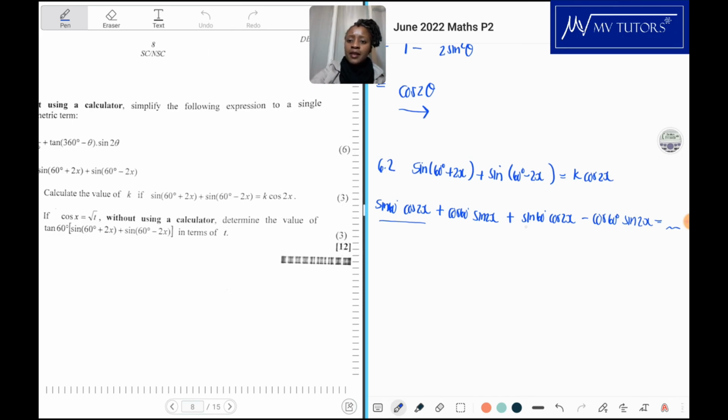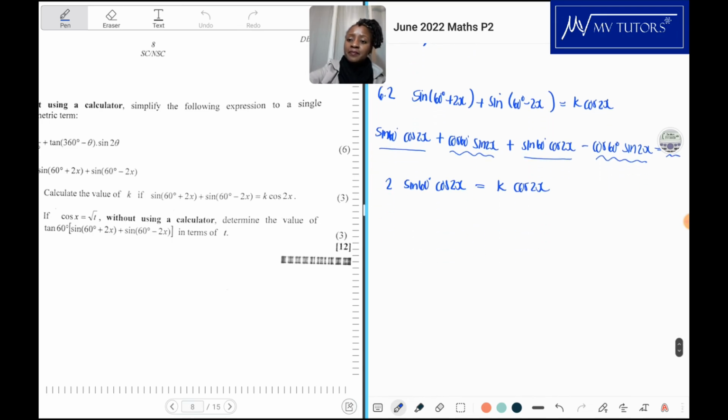I also have sine 60 and cos 2x, so I can add those two. Then I have cos 60 sine 2x, and I have minus cos 60 sine 2x, so I can definitely remove those. Okay, that makes life a little bit simpler. So I have 2 sine 60 cos 2x, and that will be equal to k cos 2x. So things are starting to come together here.